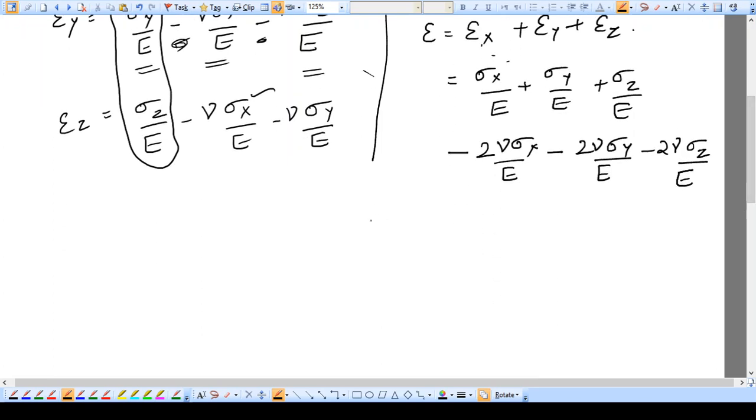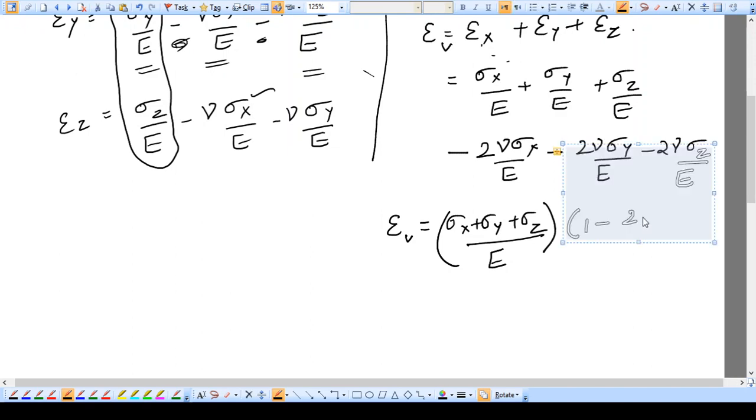So this, if you solve, it will give sigma x plus sigma y plus sigma z by E into 1 minus 2 mu. So this is your final equation.